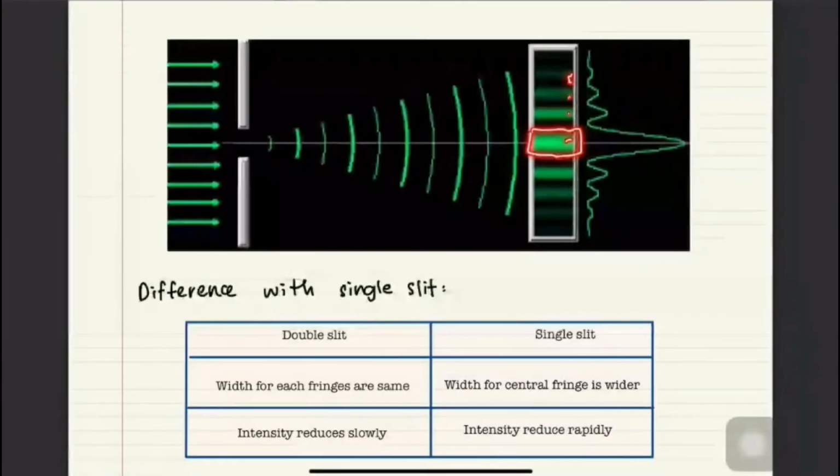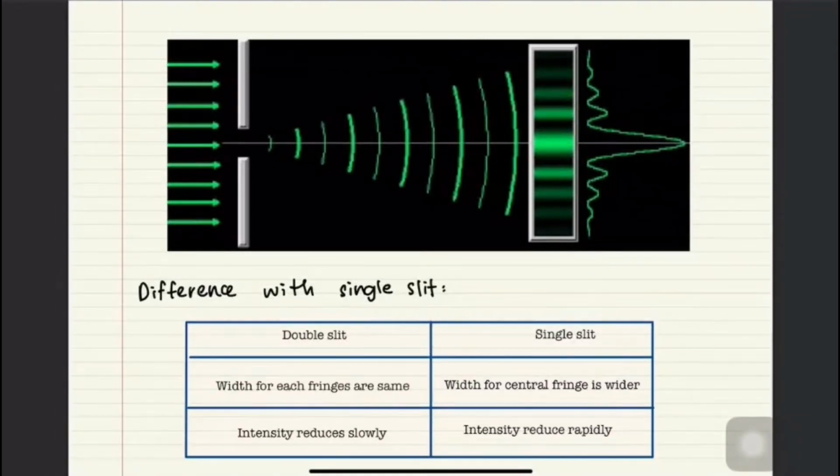Later there will be a formula. So basically the formulas are pretty much similar. You have the constructive diffraction formula, the destructive diffraction formula, and then you have a formula to calculate the central bright maximum. Okay, and then the main difference between single slit and double slit, the Young double slit: the width for each fringe is the same for Young double slit, compared with single slit, where the width of the central one is wider.